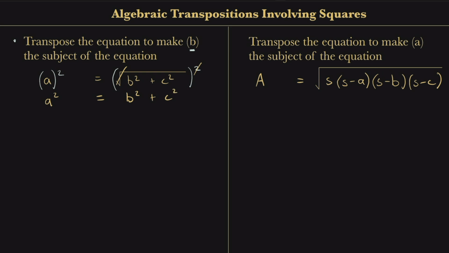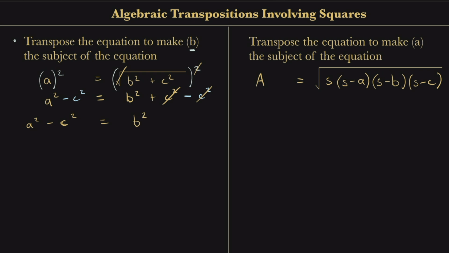Now, my next step to get b by itself is I'm going to reverse this plus c squared. So because it's plus c squared, I'm going to say minus c squared, so that will total to 0, and I've got to do the same on the other side. Now I have a squared take c squared equals, these two are cancelling each other out now, and I've just got b squared.